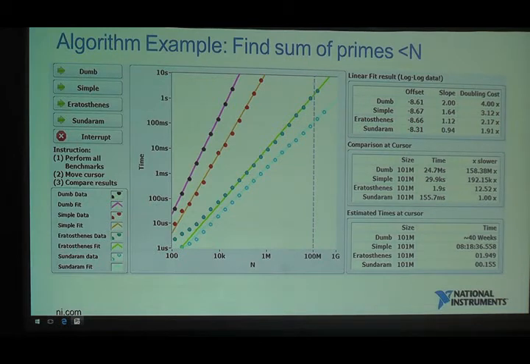And yeah, if you look at that VI later, you run all those, you can move that cursor to anywhere you want, and it tells you what the extrapolated length of time is for that cursor. So I have it at 100 million, and you see the DOM uses 40 weeks, right? And then the simple uses 8 hours, the Eratosthenes uses like 2 seconds, and the Sundaram takes like 1/10 of a second.